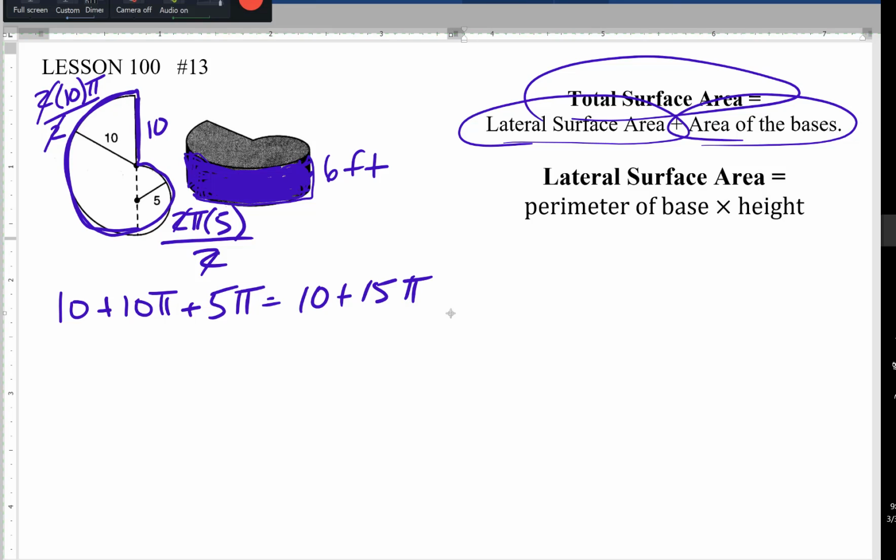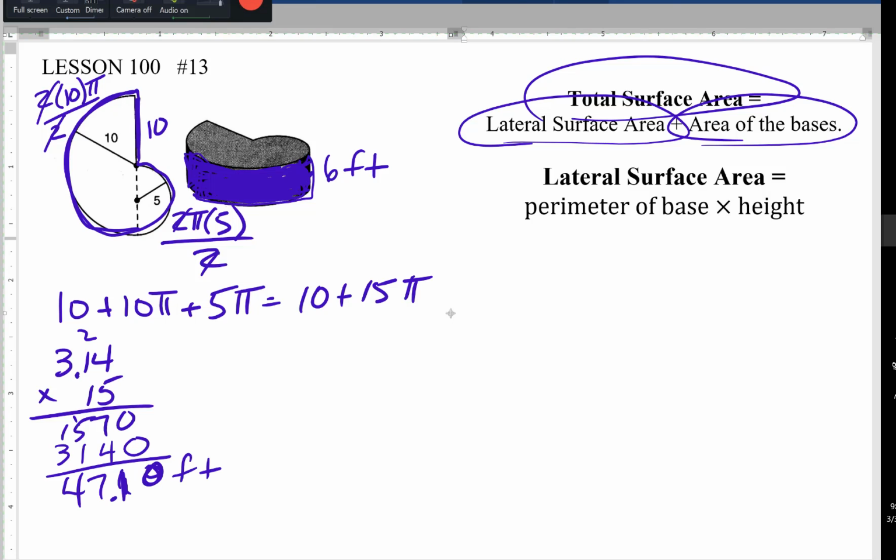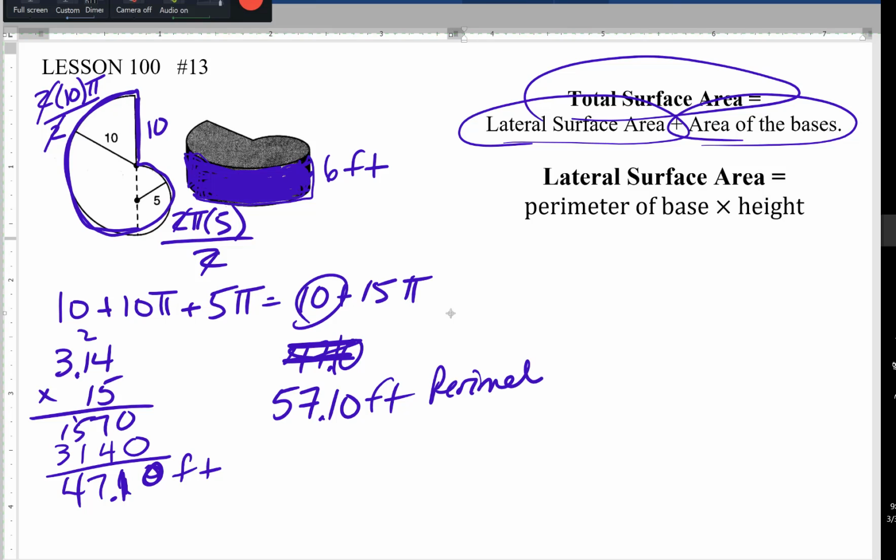So we have to multiply 3.14 times 15. And so if we multiply that, we get this. So that's 47.10, and then we have to add the 10 also. So 47.10 becomes 57.10. Okay, so that's 57.10 feet for the perimeter of the base.